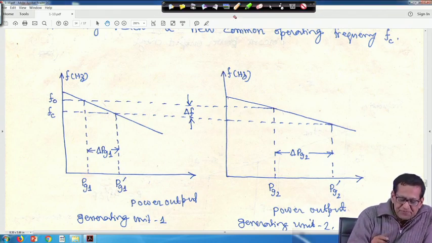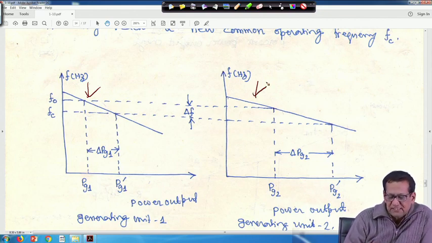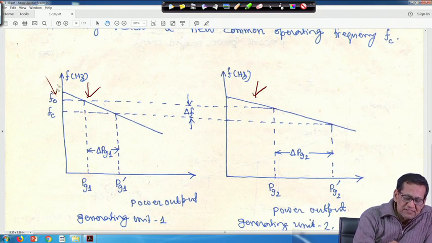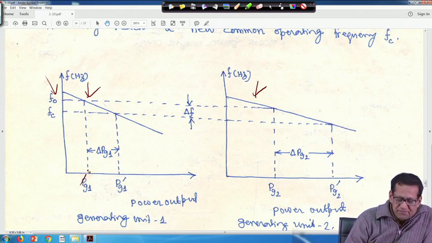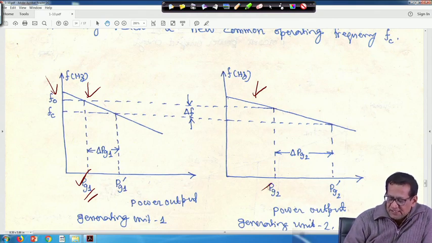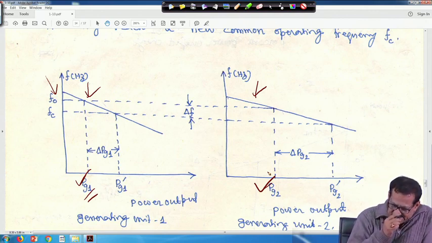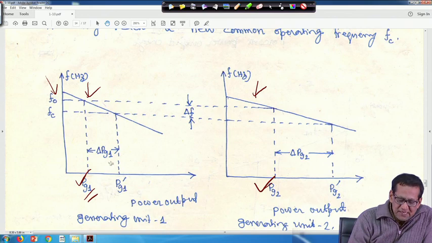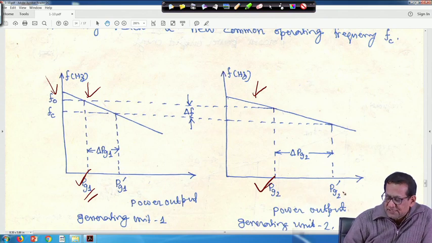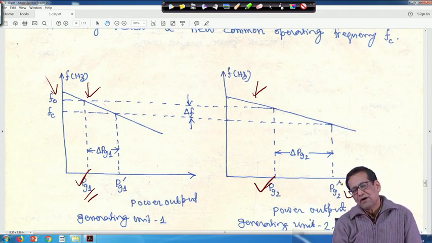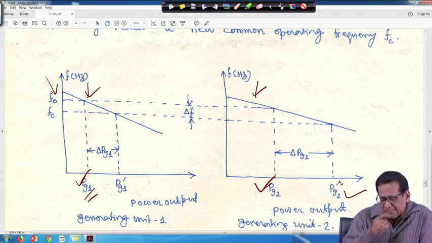If you look into that, this has a different droop characteristic, this has a different droop characteristic. When they are operating at nominal system frequency f0, generator 1 was delivering power Pg1, and if you draw a horizontal line, the other was generating power Pg2. Now the load has increased, so Pg1 has increased to Pg1 dash and Pg2 to Pg2 dash. So load has increased, and power from the two generators has also increased.